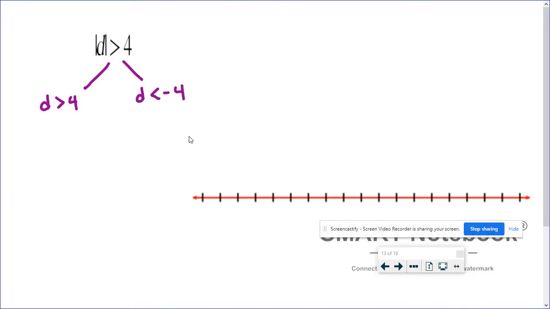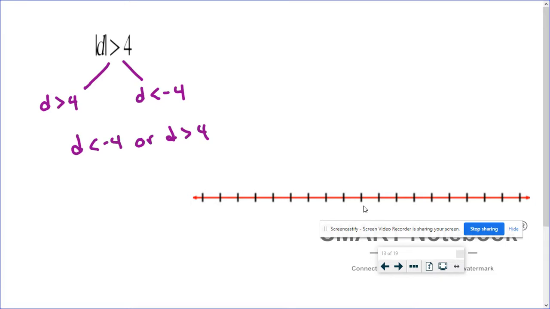The way that I have that written, I'm actually going to flip it around, just so that numerically the negative 4 comes on the left. So what I'll say is d is less than negative 4, or d is greater than 4. That's a compound inequality. The reason why I'm writing or is because they're going in opposite directions.